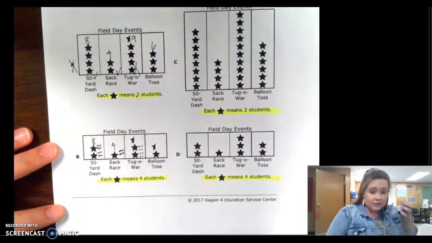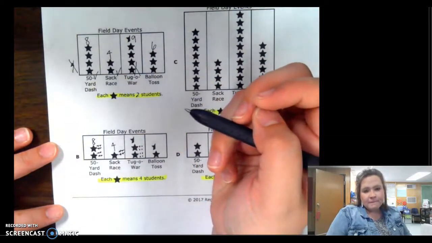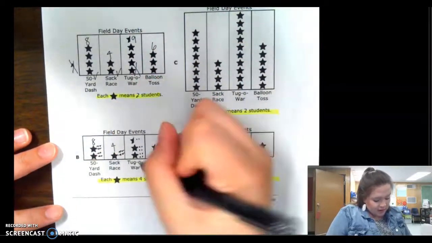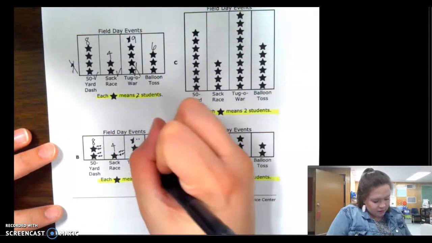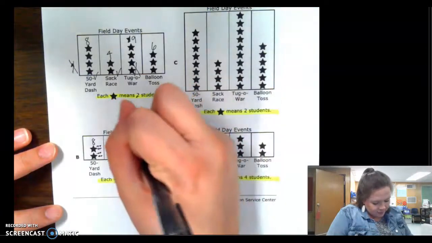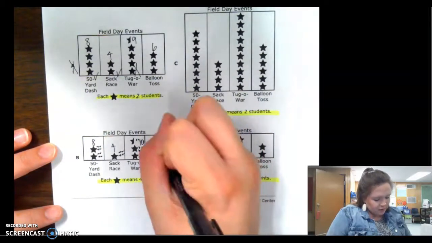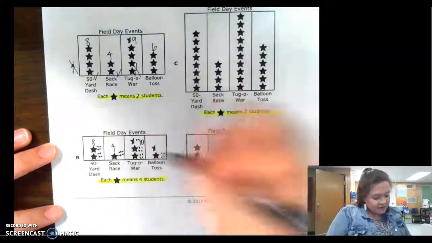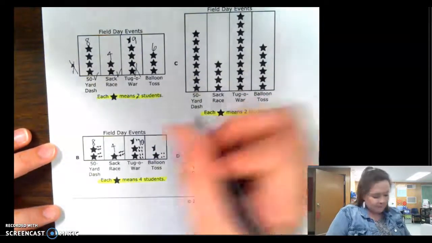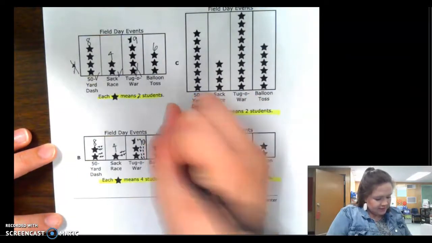Now, what is half a star going to represent? Good. Half a star is going to represent 2. So I'm going to count. 1, 2, 3, 4, 5, 6, 7, 8, 9, 10. Okay? And then again, I have a half star, and a half star represents how many students? Just 2. 1, 2, 3, 4, 5, 6.